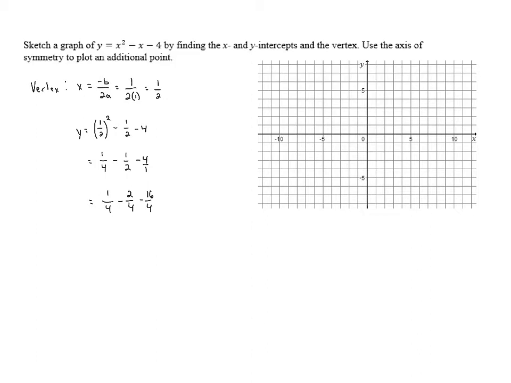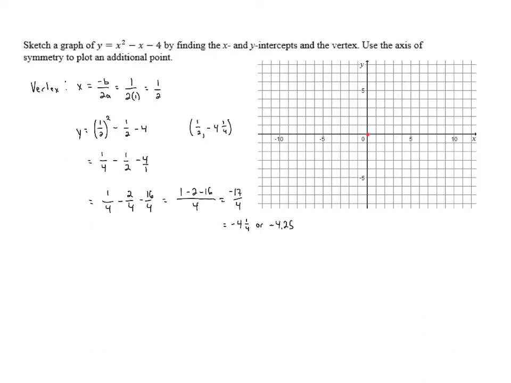So once we have a common denominator, we can combine the numerators. 1 minus 2 minus 16 all over 4. 1 minus 2 is -1, minus 16 is -17/4. And if you use a calculator or even your brain to figure out what that is, that's going to be -4 and 1/4 or -4.25. So either one works. Our vertex is going to be at the point 1/2, comma, -4 and 1/4.